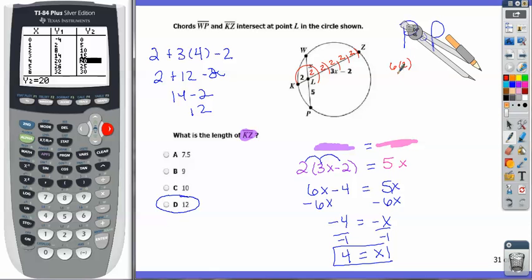6 times 2 is 12. And look at that, same answer. I didn't have to know how to solve any equations. I didn't have to remember anything. I actually could have done that and gotten a pretty good estimate. Because it's very close to 12, I would have known that it's definitely not 7.5, definitely not 9. So it's kind of nice to have that extra added benefit there.